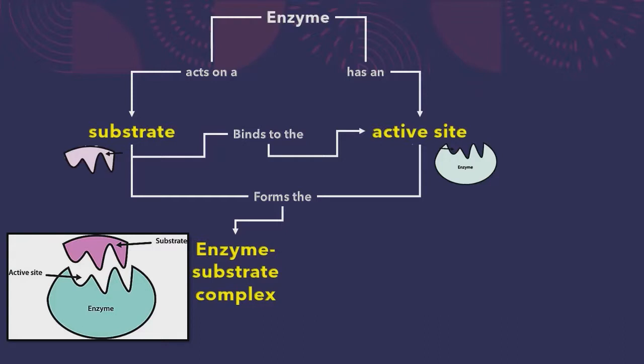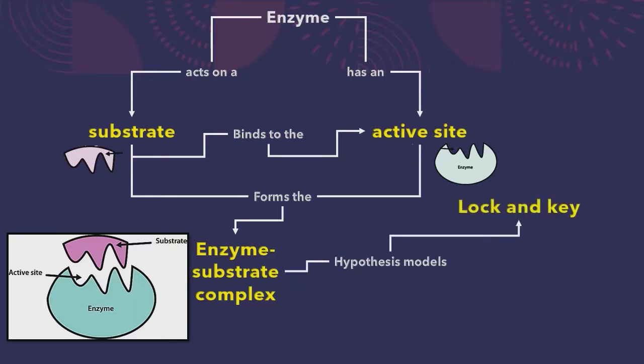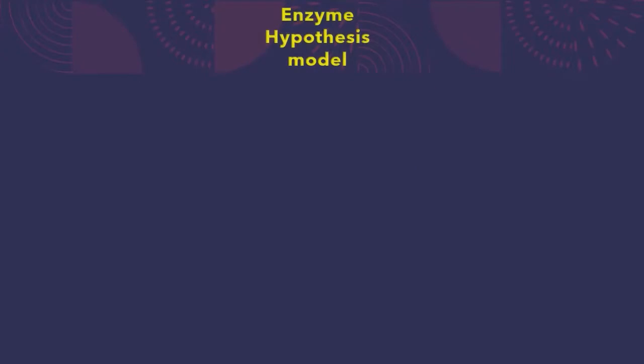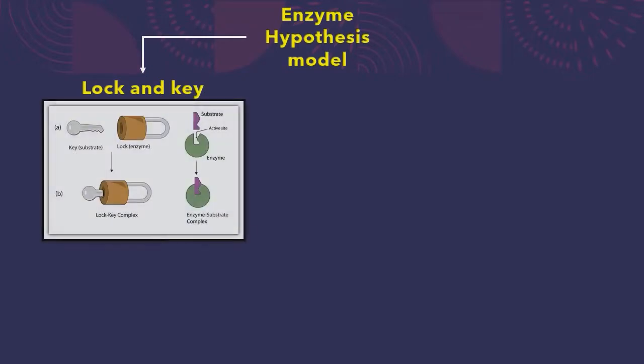And talking about the enzyme substrate complex, there are two hypothesis models. The first model is what we call the lock and key, and the second model is the induced fit. So going back to the enzyme hypothesis models, again, there are two models here. The first is the lock and key model.